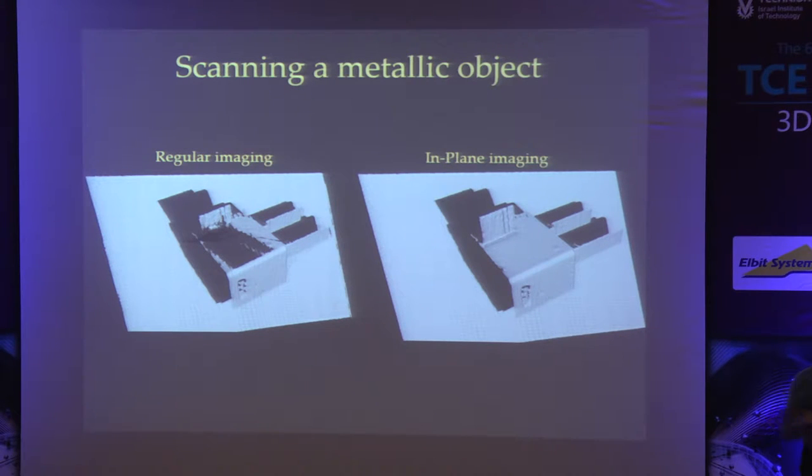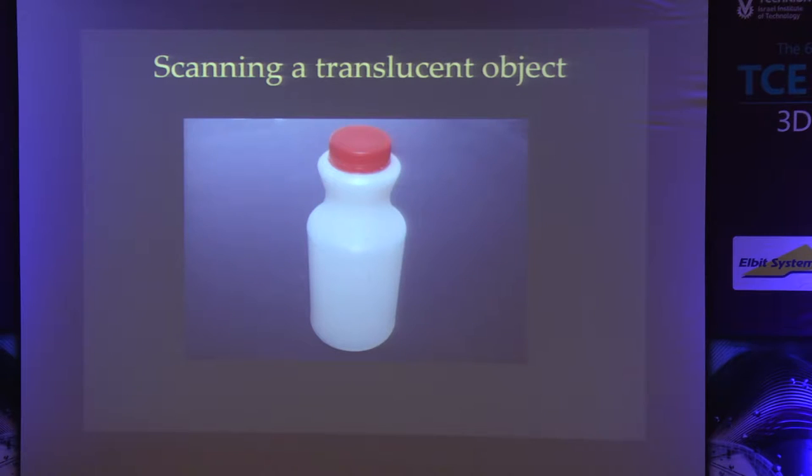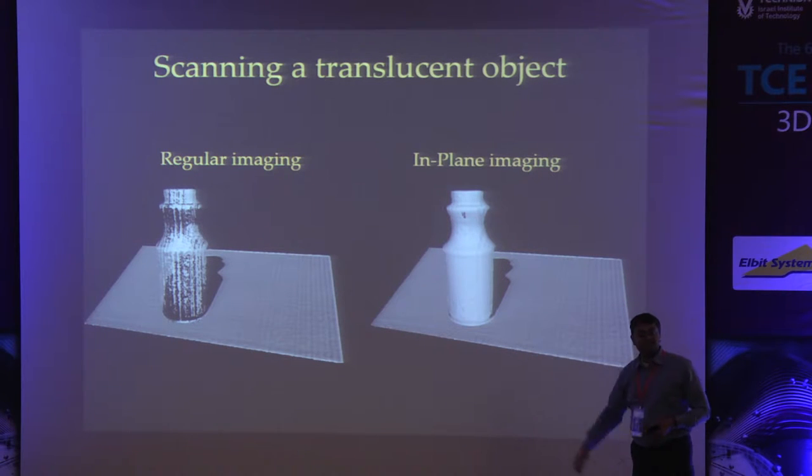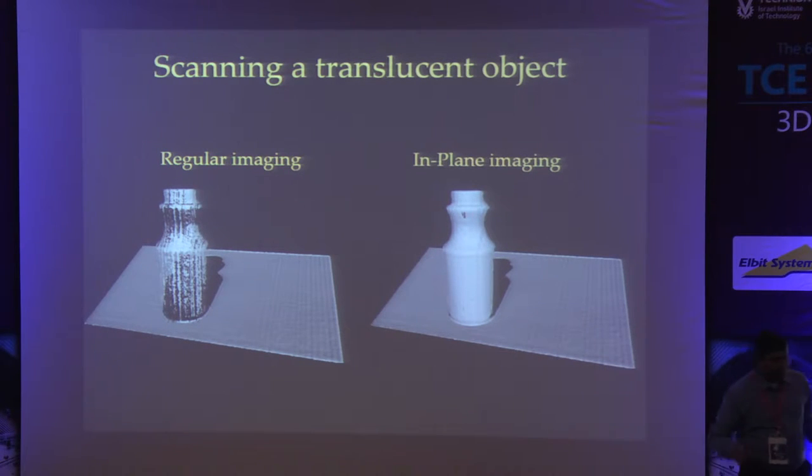So you can do this with subsurface scattering as well. This is a bottle, and if you shine a laser beam at it, you'll see the diffusion. So it's, again, hard to reconstruct. It does very, very well. Again, there is no new algorithm here at all. It's just the sensor is so good that it gives you the data that you need to apply a traditional algorithm, right?